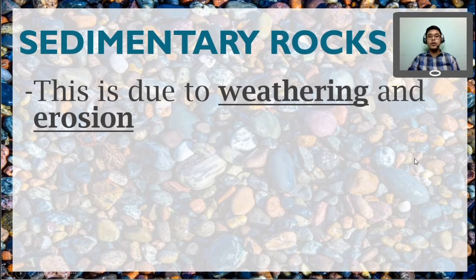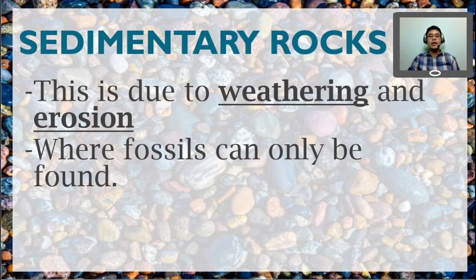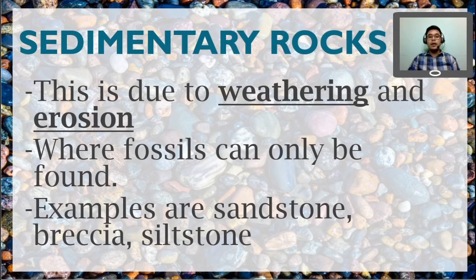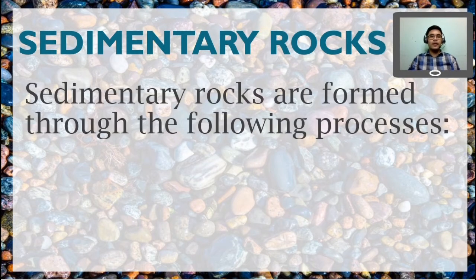So weathering and erosion are exogenic processes, and also take note that these sedimentary rocks are the type of rock wherein we can find the fossils. And examples of these sedimentary rocks are sandstone, breccia, and siltstone. And maybe you're wondering, paano nga ba nagbubuo itong sedimentary rocks given na nanggaling siya from a pre-existing rock that suddenly undergo the process of weathering and erosion, nagkaroon tayo ng sediments. Paano ba siya nabubuo? Okay, so we have here sedimentary rocks are formed through the following processes.